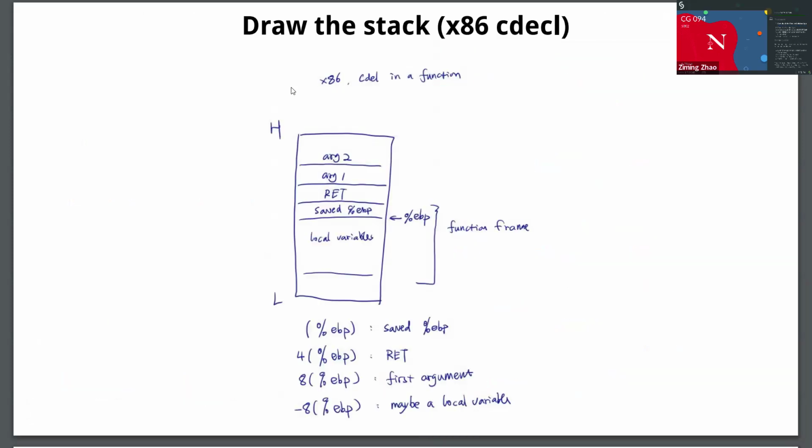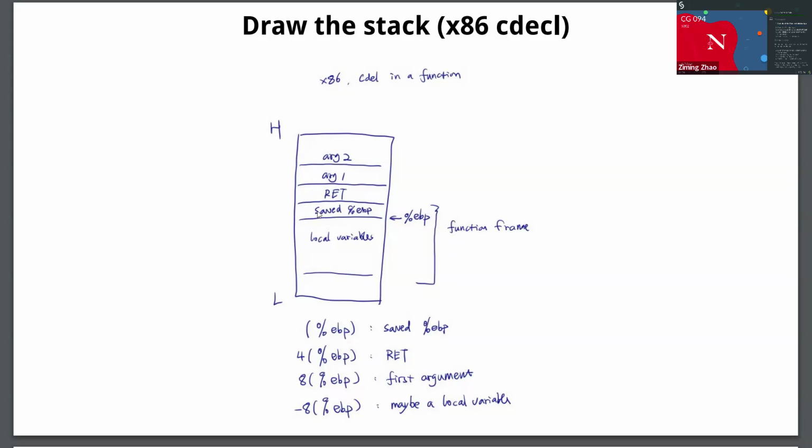So in this calling convention, the stack looks like this. At the top of the stack frame of a particular function, we have its arguments. The rightmost arguments are at a higher address, so there will be argument 2, then argument 1. If there are more arguments, they will be at higher addresses. After that, there is a return address. Which instruction put the return address there? The call instruction. Which instruction put the arguments there? The push before the call.